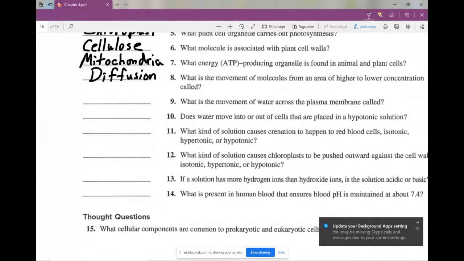What is the movement of water across the plasma membrane called? So this is a specific type of diffusion, and that is osmosis. Does water move into or out of the cell? Out of the cells, they're placed in a hypotonic solution. Hypotonic solution being a solution that has less salt than what's present inside the cell. Therefore, water moves in.